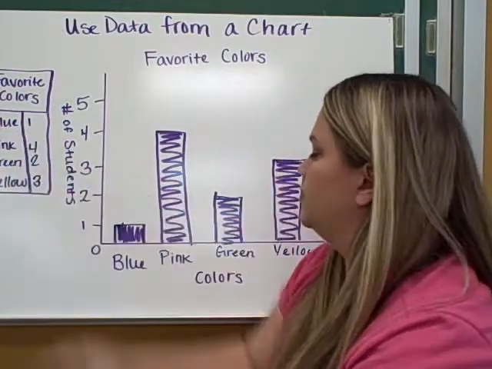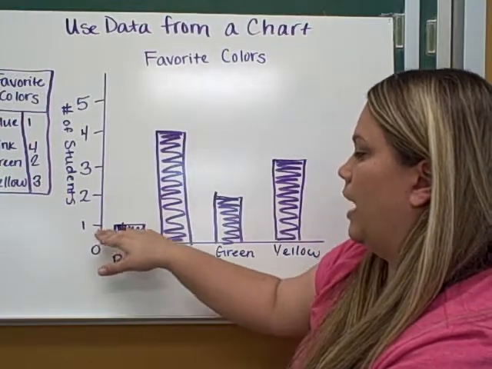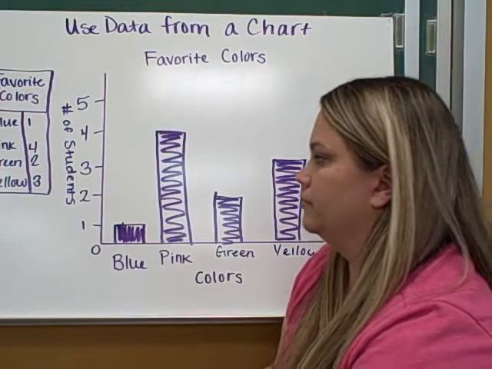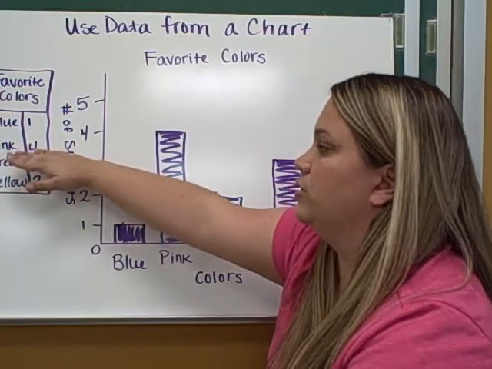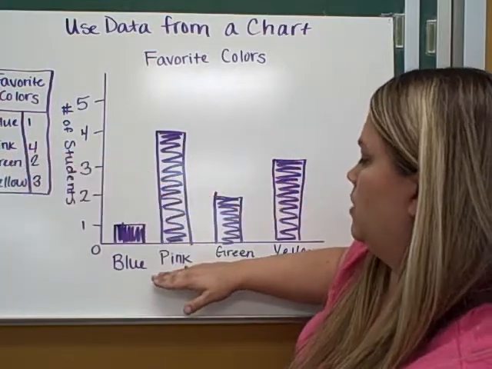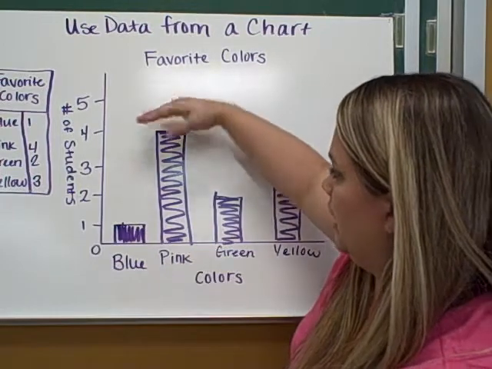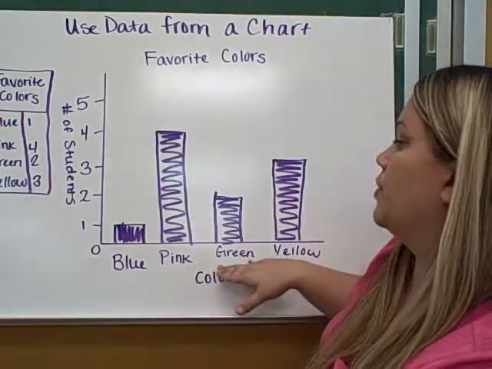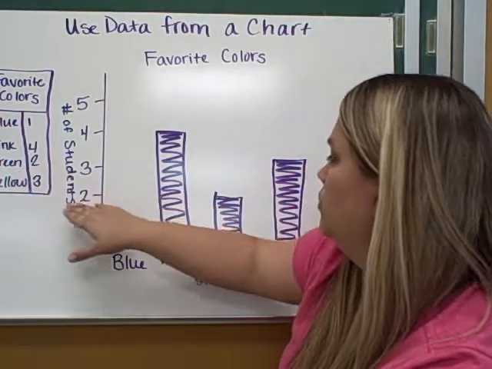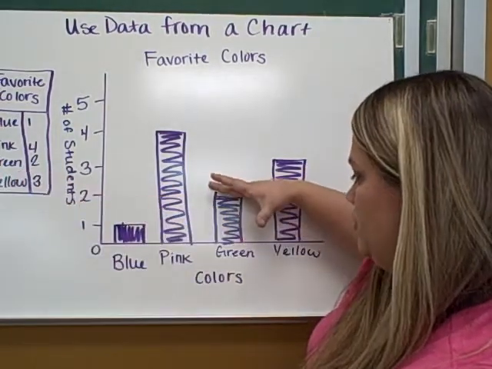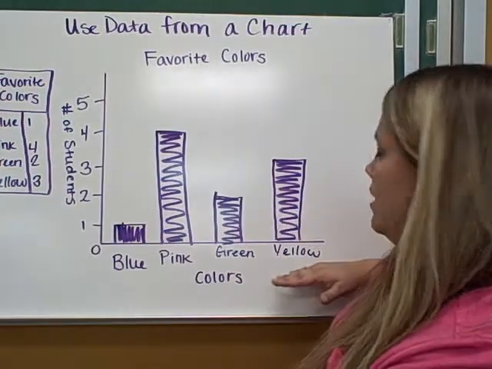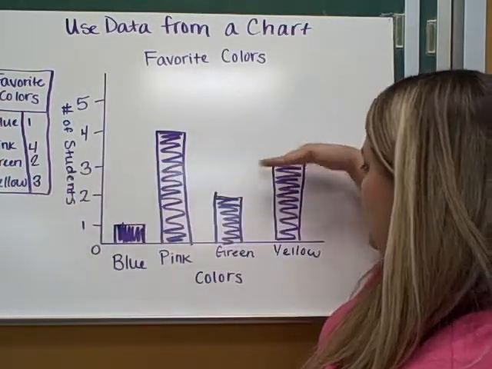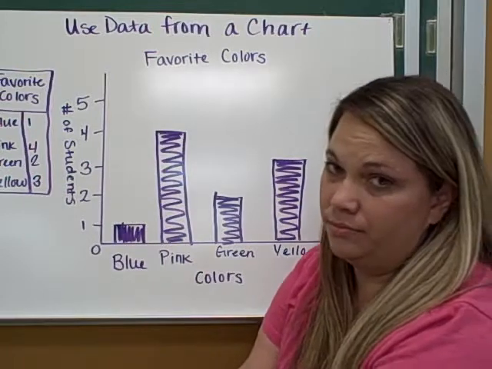So first is blue. So over blue, I went up to 1, drew a bar, and colored it in. Next is pink. There were 4 students who chose pink. So above pink, I drew a line and then drew a bar down and colored it in. Green, favorite was 2, so I came across and drew a bar up to 2. And last was yellow, which was 3. So I went to 3 and drew a bar down.